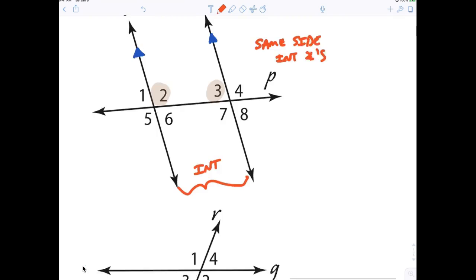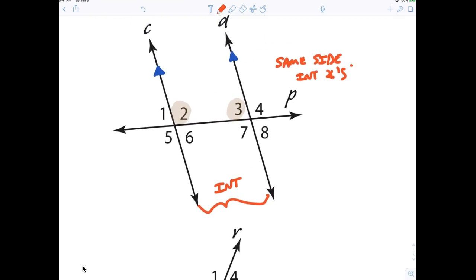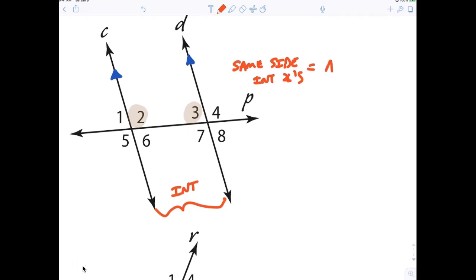And they always add up to 180. All right, same side interior angles add to 180 degrees. Now, does anybody remember what, if two angles add up to 180 degrees, what they're called? If they add up to 90, they were called complementary. Supplementary. Thank you very much. So same side interior angles are called supplementary, which just means they add up to 180 degrees.